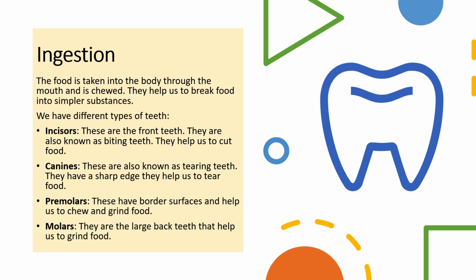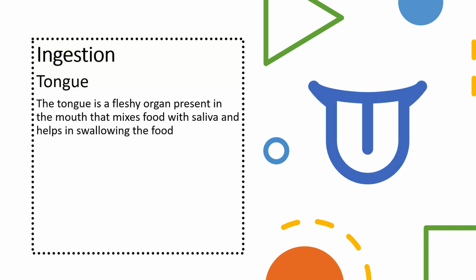Canines are also known as tearing teeth. They have a sharp edge and help us to tear food. Premolars have broader surfaces and help us to chew and grind food. Molars are the large back teeth that help us to grind food. Tongue: the tongue is a fleshy organ present in the mouth that mixes food with saliva and helps in swallowing the food.